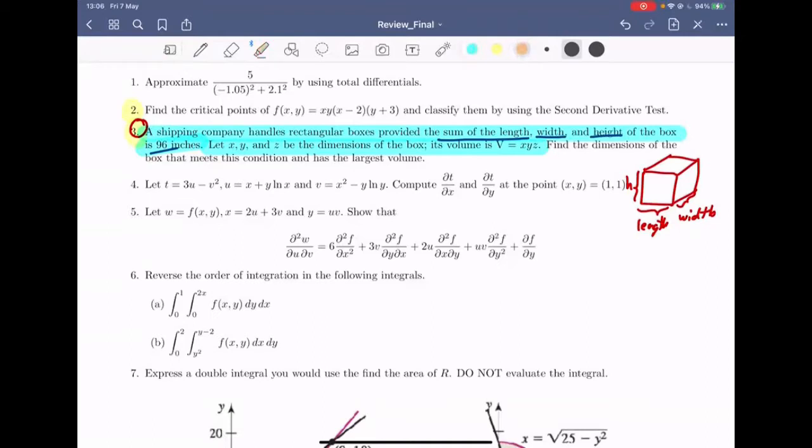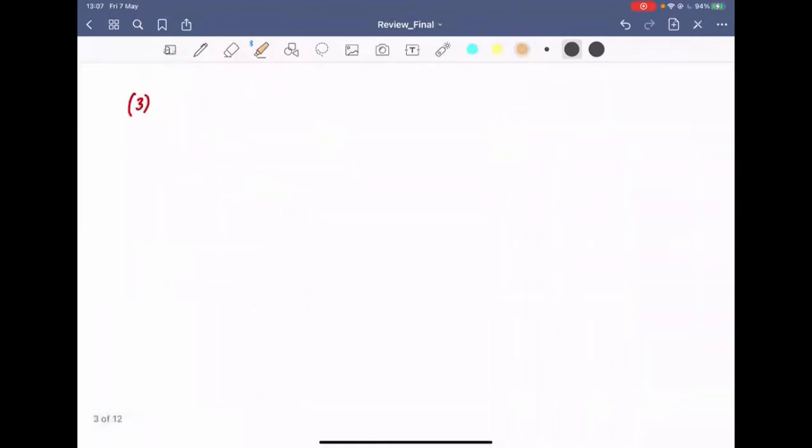So the question asks you to find the dimensions of the box that meets this condition and has the largest volume. Basically, they ask you for the absolute maximum. They ask you for the maximum, right? Because they want the dimensions of the box that give you the maximum of the volume. Okay, so we're just going to follow the problem.